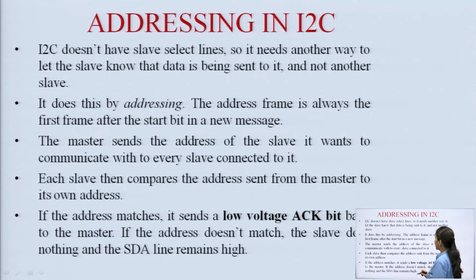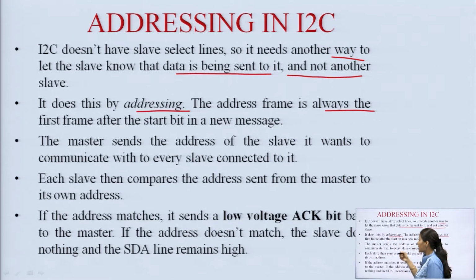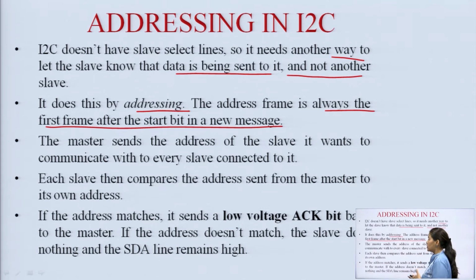I2C does not have a slave select line. So, it needs another way to let the slave know that the data is being sent to it and not to another slave. I have already discussed this: it does this by addressing. The address frame is always the first frame, since the master has to first select the slave with which it wants to communicate. So, this is always the first thing to be done during communication, so that the particular slave is selected according to the address sent by the sender to the receiver.